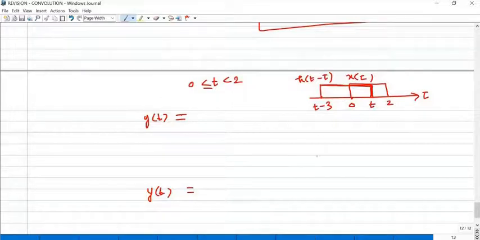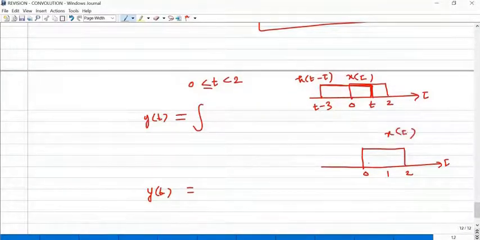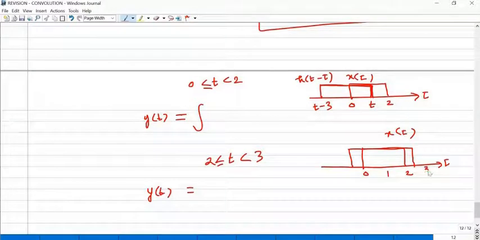This is the case. Now what is your integration limit? We will complete this problem, please. See that, x of tau. Next, t between 2 to 3. Okay. So in this case, your signal sketch should become like this. This is 3. So 2, t minus.